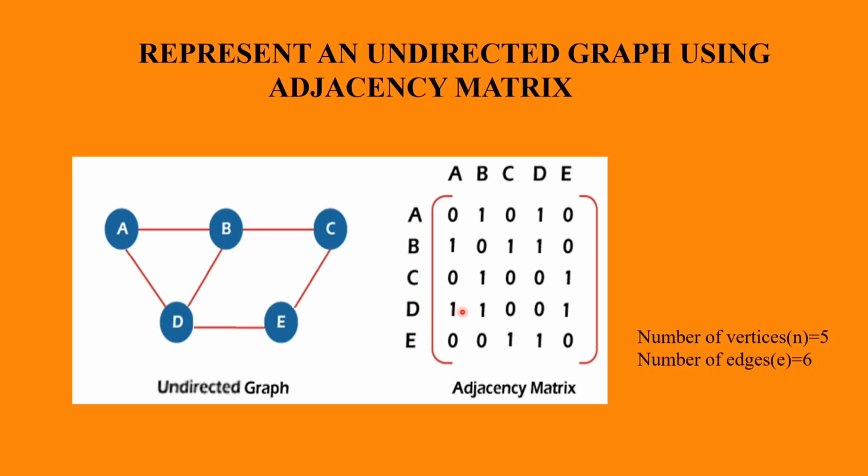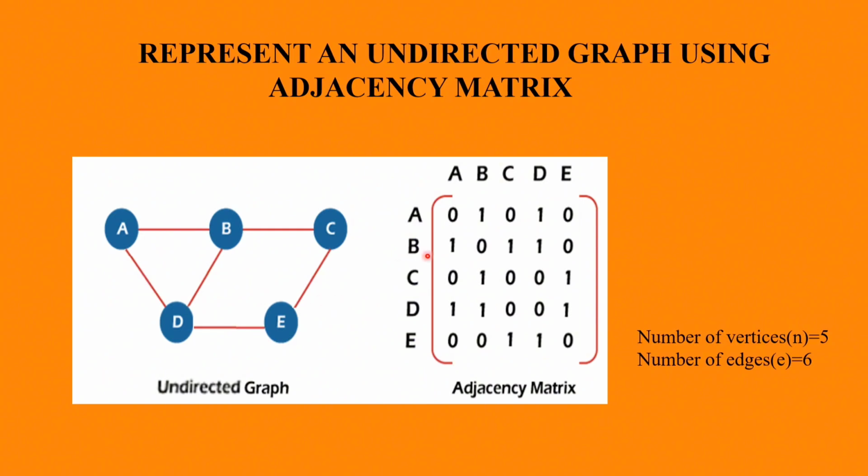A, B, C, D and E vertices are listed as columns and rows. The size of the matrix has to be created according to the number of vertices. You can start anywhere on this graph to fill this matrix. Let's start with A. From A, you can go to B and D. These are the two places where we can go.